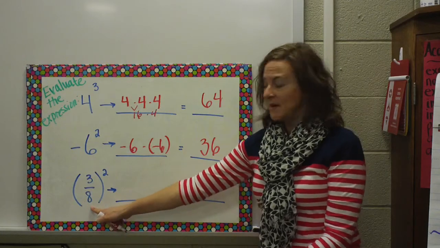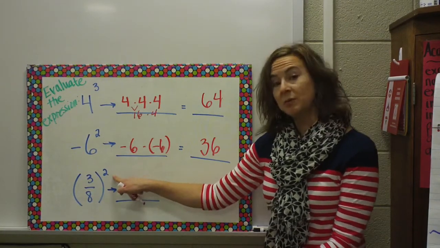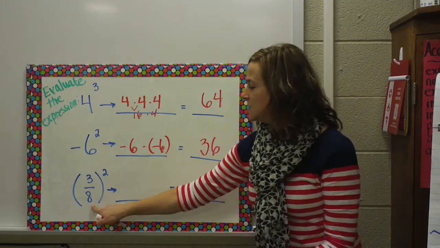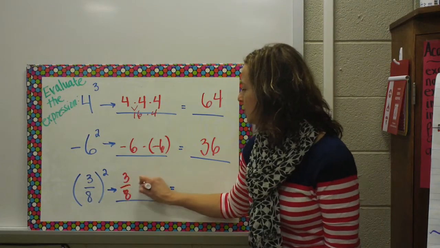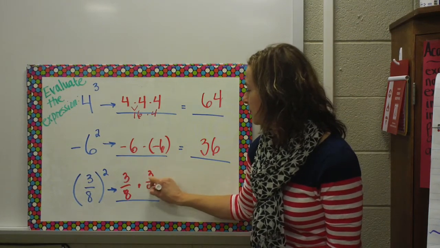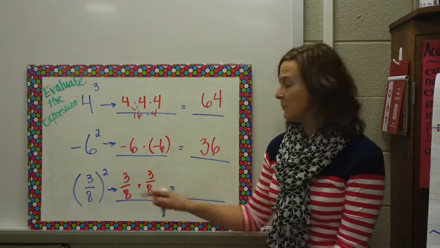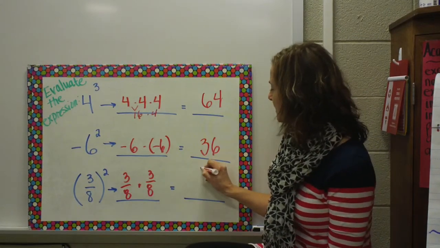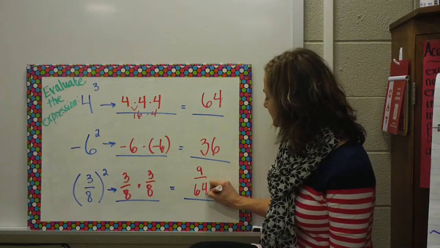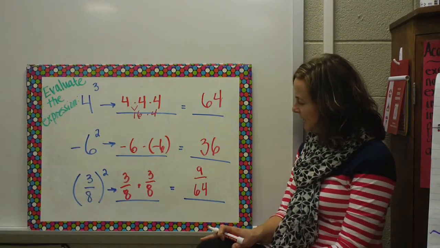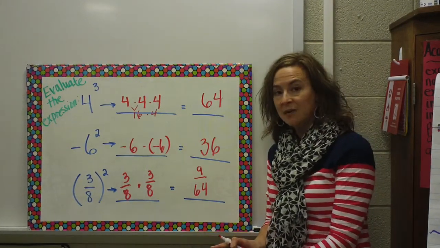Now I'm going to bring in some of my knowledge of rational numbers. Here I have 3/8 squared, or 3/8 to the 2nd power. So I'm going to take this fraction, 3/8, and multiply it. So I have 2 of them, 3/8 times 3/8. We know with multiplying rational numbers, we just multiply across. 3 times 3 is 9. 8 times 8 is 64. And then I'm going to check if I can simplify, and I can't. So the answer is 9 over 64.